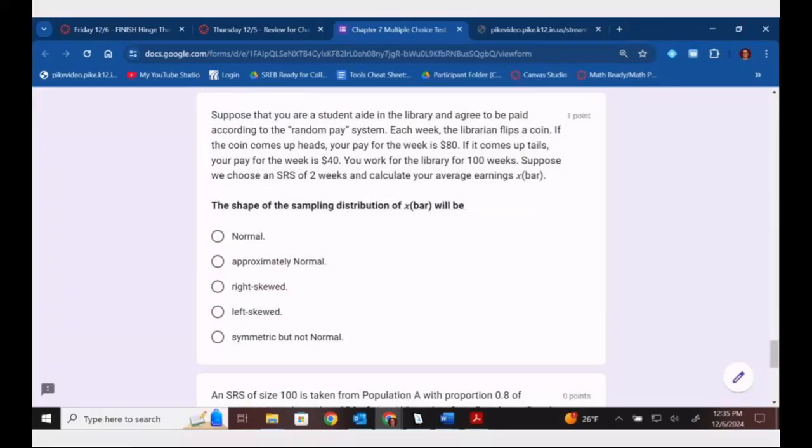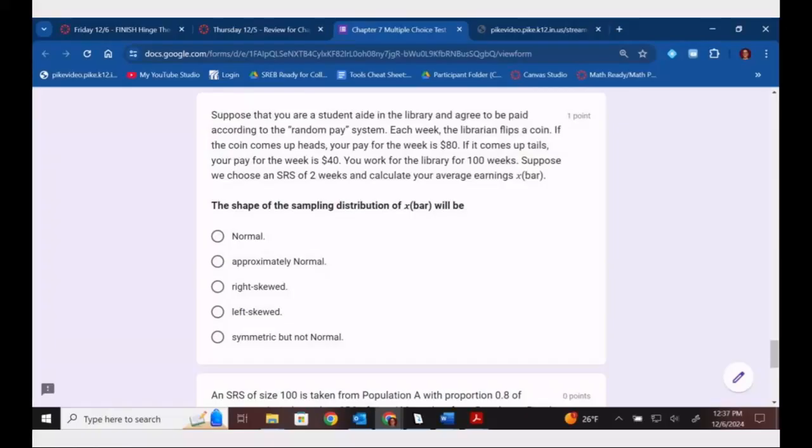Suppose that you are a student aide in the library and agree to be paid according to the random pay system. Don't ever agree to something like this. Each week, the librarian flips a coin. If the coin comes up heads, your pay for the week is $80. If it comes up tails, your pay for the week is $40. Don't take this job to begin with. That's horrible pay. You work for the library for 100 weeks.